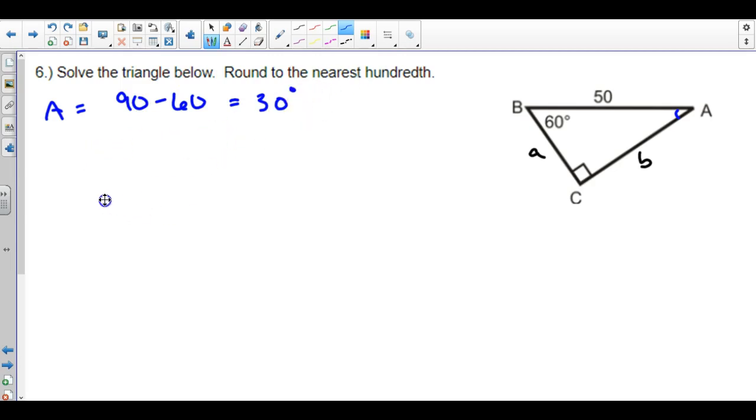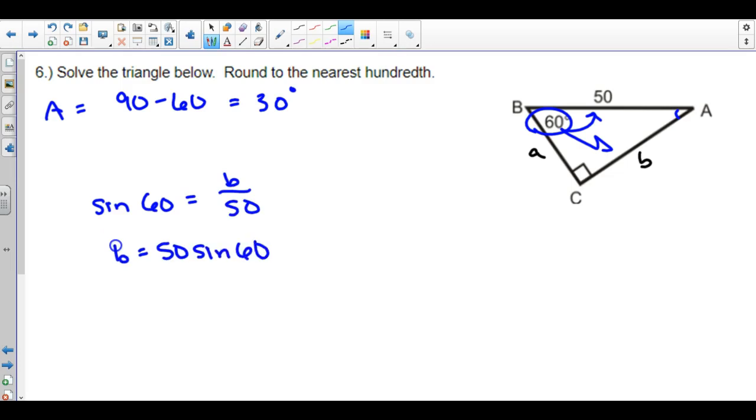If I want to find my b value, I can say, okay, the sine of my 60 degrees is my opposite to my hypotenuse. So sine 60 equals b over 50. So b is equal to 50 times the sine of 60, and that is going to come out to roughly 43.3 units. So that's what this b value is.